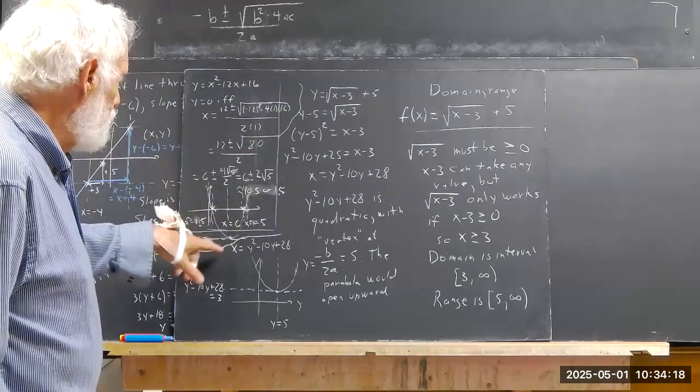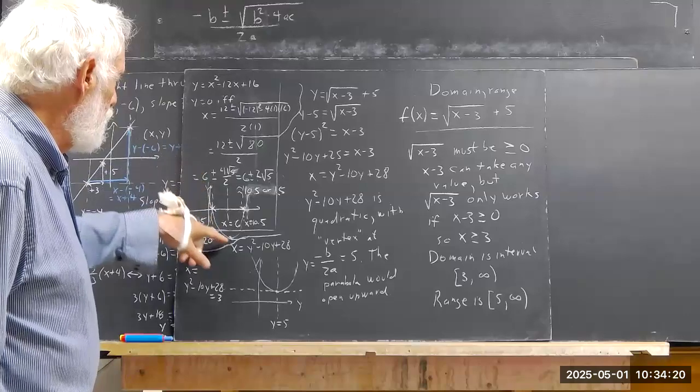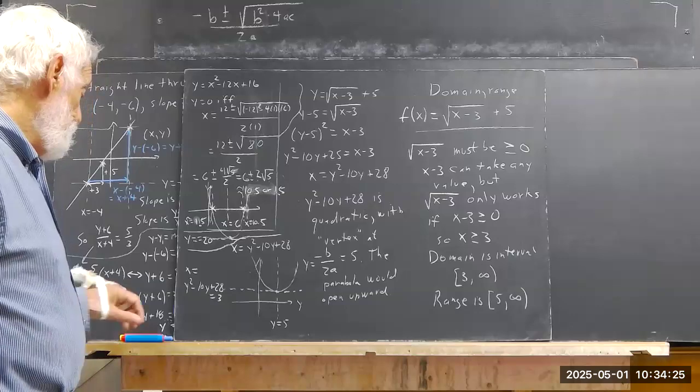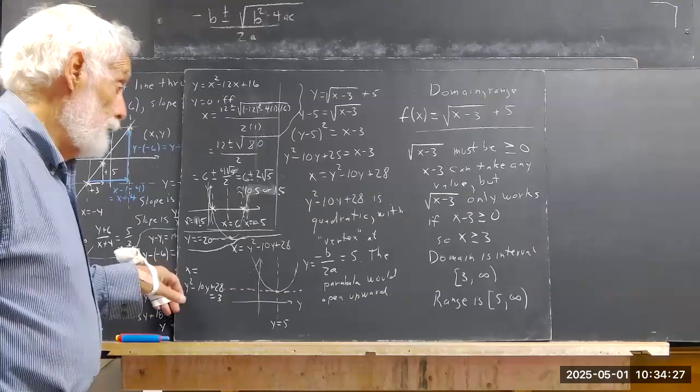So it's not particularly accurate. This point should be a little higher if this point is here. You get the idea. Okay. So let's kind of review how you graph a quadratic function.